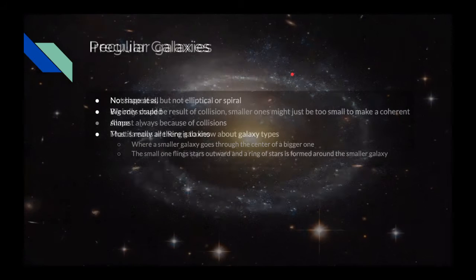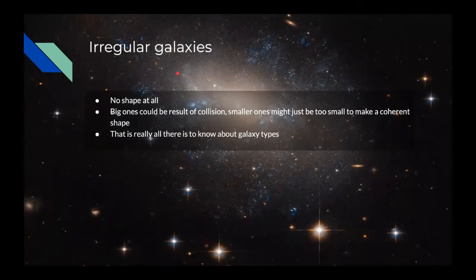Now, moving on. You've got irregular galaxies. They're called irregular because they have no shape whatsoever. Just none. Nada. You can try finding a shape in it, but you never will. Now, the biggest ones could just be because of a collision or some run-in with another galaxy. And the smaller irregular galaxies may not have enough stars or enough mass in them to make a coherent shape. Now, that's all you need to know about galaxy classification based on shape.